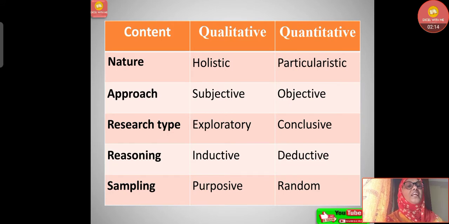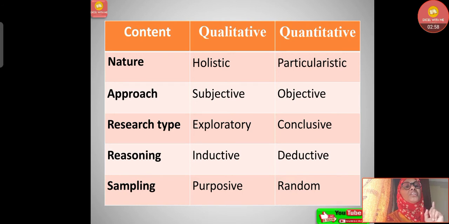Now, the nature. What is the nature of qualitative? It is holistic. That means entire, they can understand the entire thing, an overall understanding of things. Now quantitative is particularistic, that is collecting data about particular things, knowing specifically. Now what is the approach here? Qualitative is subjective, that means observations, asking the people, interviewing. It is subjective, not specific. Quantitative is objective, focused on structured things.